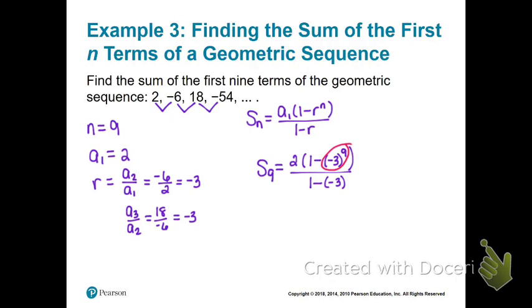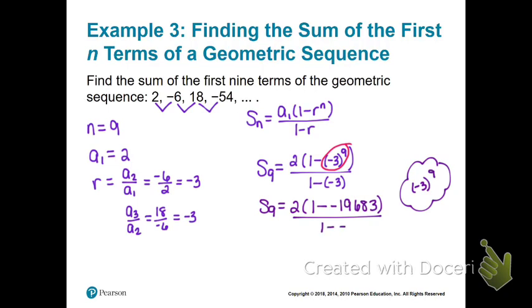So let's work through this. So the sum of the first 9 is equal to 2 times 1 minus, what is -3 to the 9th power? Remember, when you put that in your calculator, put -3 in parentheses. -19,683. Anybody else get that? Over 1 minus the -3. Now we can deal with our minus and negatives.